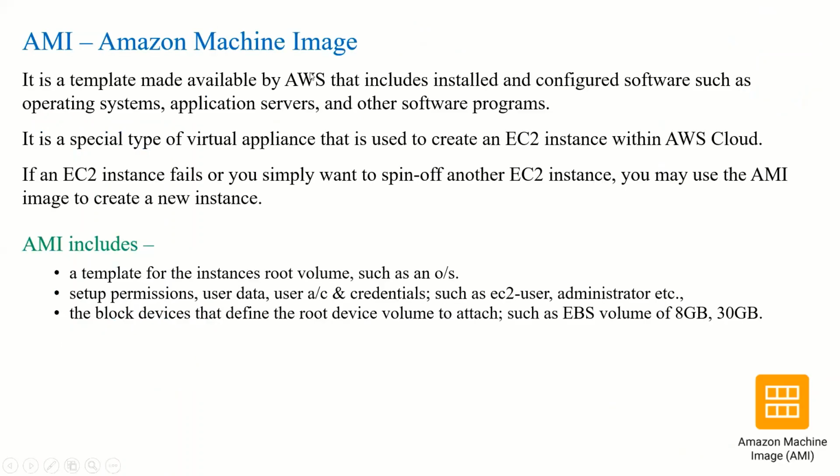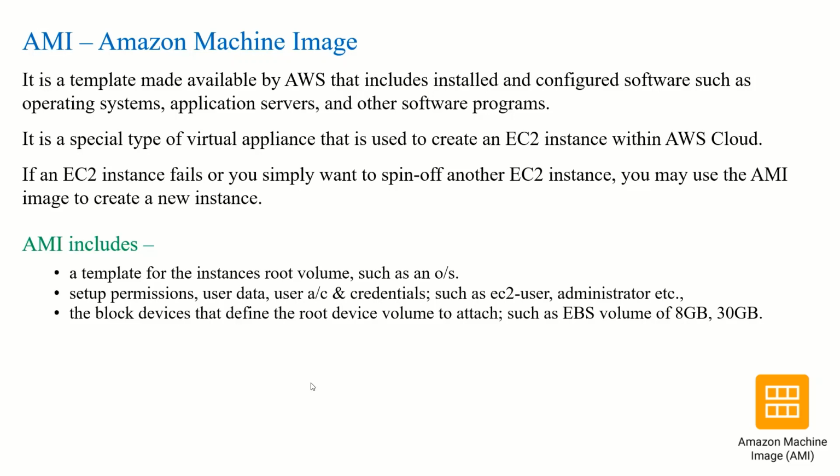All right. To begin with, what is all about an AMI? AMI, or Amazon Machine Image. It is a template made available by AWS that includes installed and configured software such as operating system, application servers, and other software programs. It is a special type of virtual appliance that is used to create an EC2 instance within AWS Cloud. So if an EC2 instance fails, or you simply want to spin off another EC2 instance, you may use this AMI image to create a new instance.